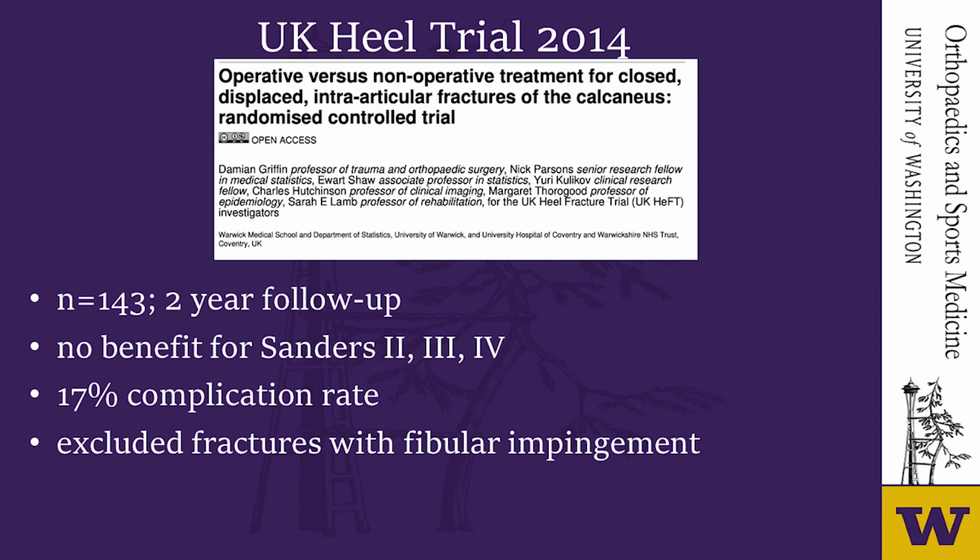The latest multicenter RCT, the UK HEAL trial, was published in the British Medical Journal in 2014 and evaluated 2-year outcomes of 143 patients and found no difference at 2 years in the Kerr-Atkins functional score, SF36 score, AOFAS score, and gait measurements. Even in their subgroup analysis, there was no difference for Sanders type 2, 3, or 4 fractures. The surgical group had a high complication rate at 17%, mostly infections.